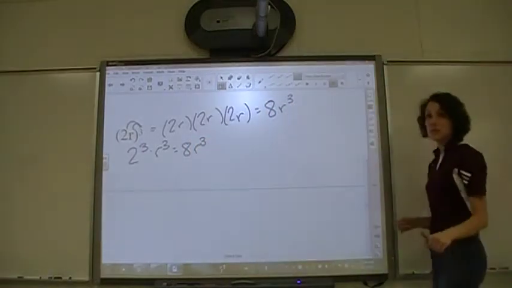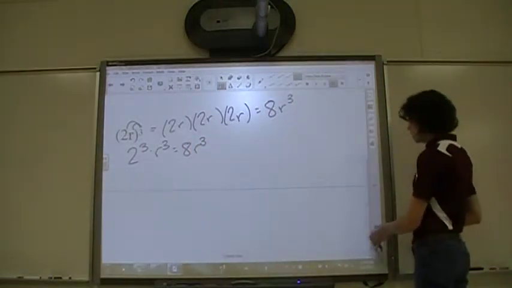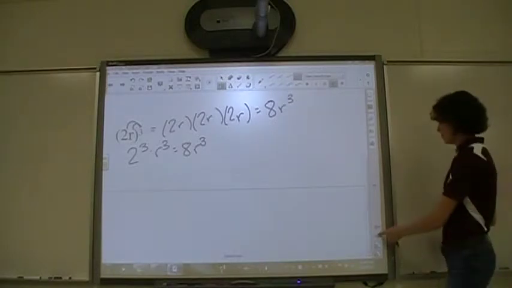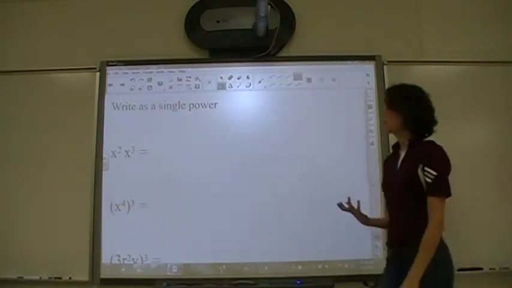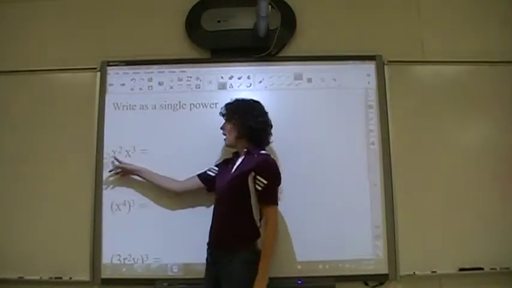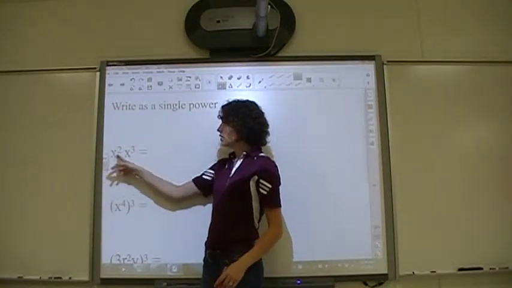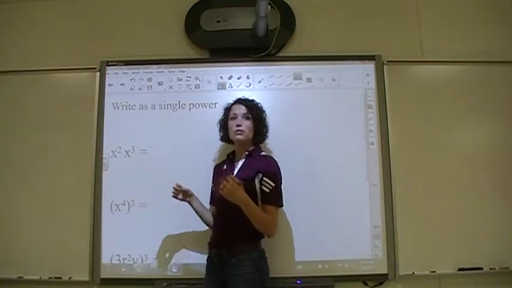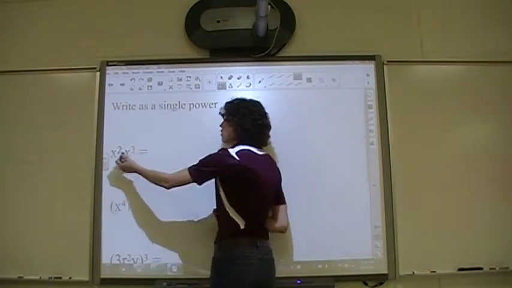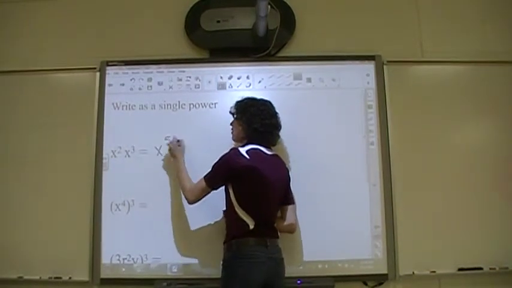So those are the properties that we're going to work with today. Let's go ahead and look at some more examples. I want you to write these as a single power: x squared times x cubed. Remember, if you just have a power times a power, you want to add their exponents. So 2 plus 3 gives me x to the 5th.